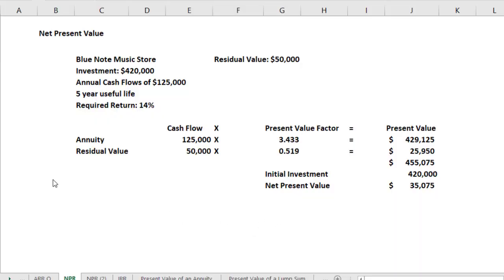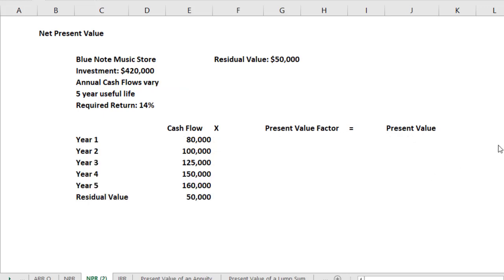When you add the present values up for the annuity and the residual value, you get $455,000. Subtract the initial investment, and what we have is $35,075 as our net present value. Whenever the net present value is positive, that means we're getting at least the minimum required return. In this case, we're getting more than required return.